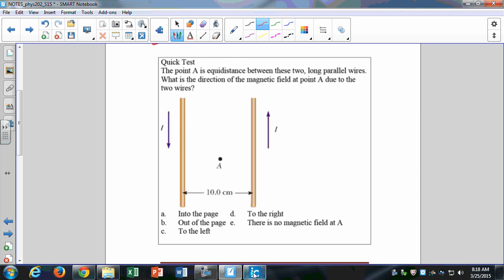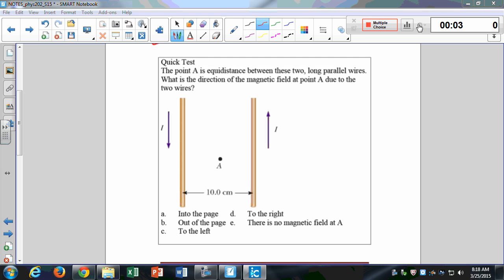Let's try this quick test question. Yeah, the I's are equal here. So I have a point A that's equidistant between two wires, and I have currents traveling in those wires that are equivalent currents, equal currents, one up, one down. What is our magnetic field?